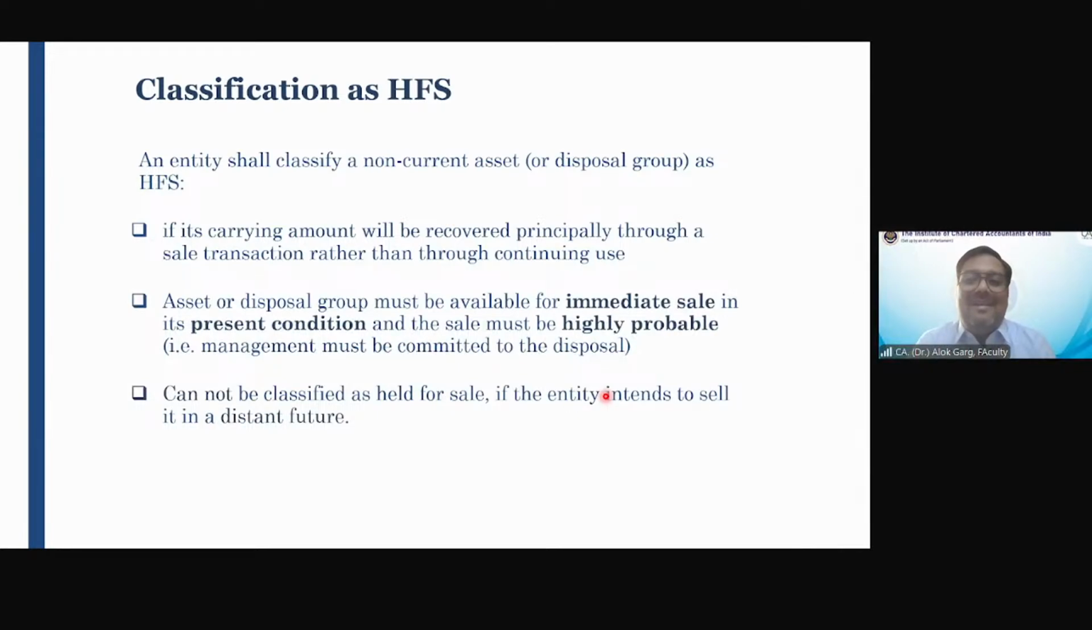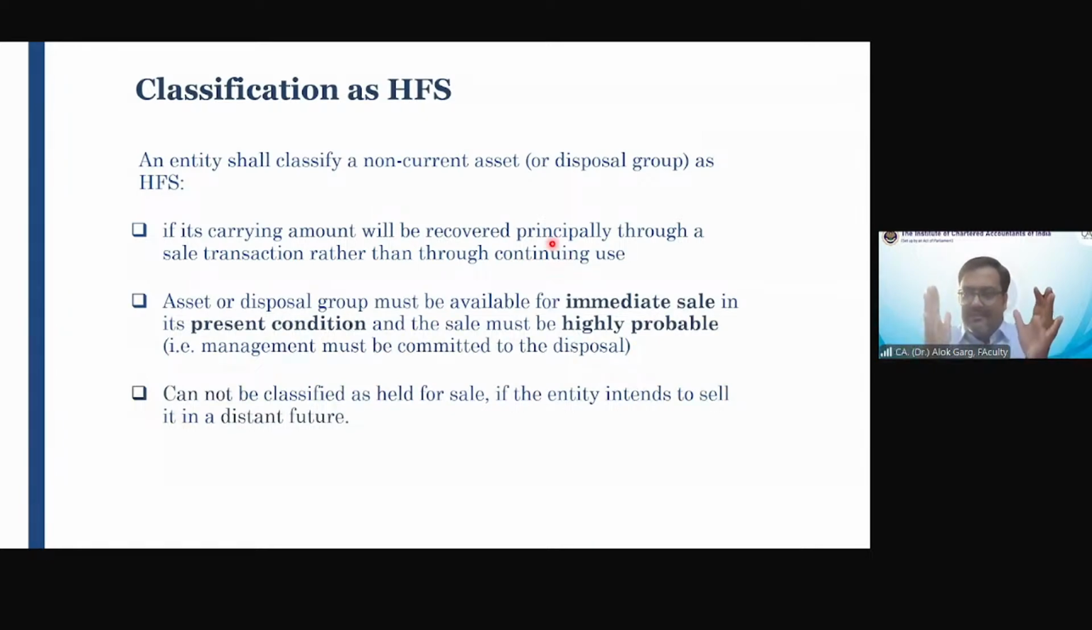But what is the technical full form of ISPC and HP? The full form of ISPC is what Pooja told: immediate sale in present condition and highly probable. Okay. Right, so the first recognition condition is ISPC, immediate sale in present condition.